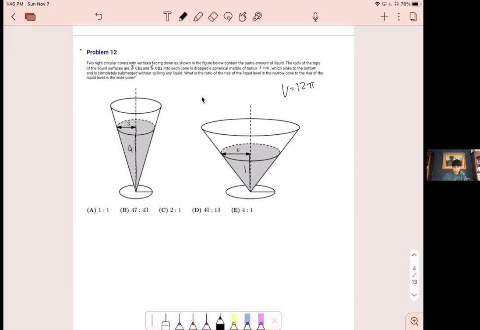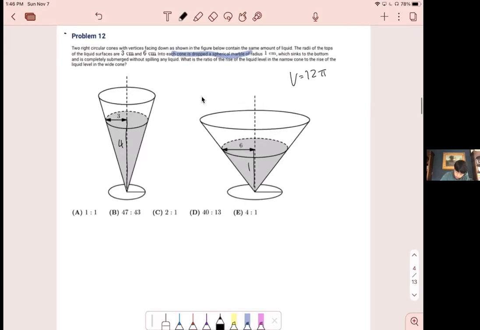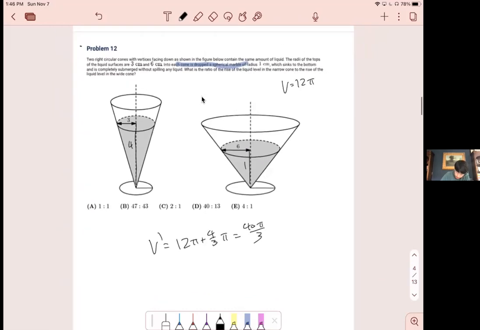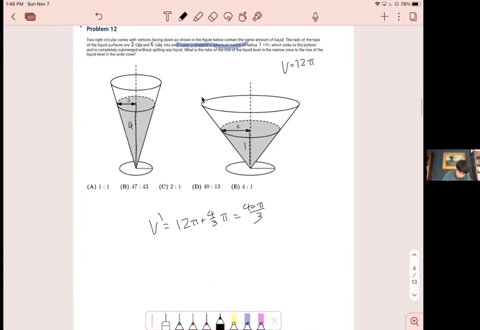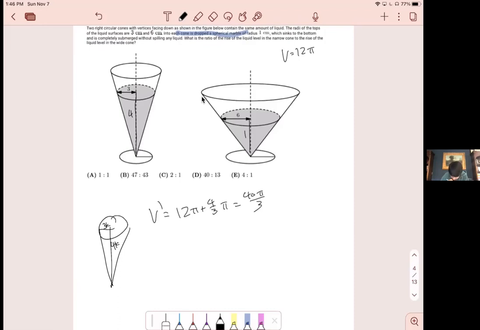And then when you add the 4/3 pi from the spherical marble, the volume becomes V prime equals 12 pi plus 4/3 pi, which equals 40 pi over 3. And then since the ratios are maintained, in the skinny one, it's going to be 3K to 4K. And then 12K cubed pi is equal to 40 pi over 3.